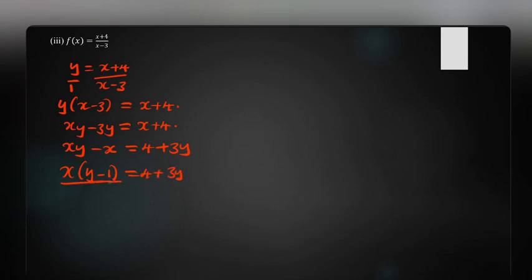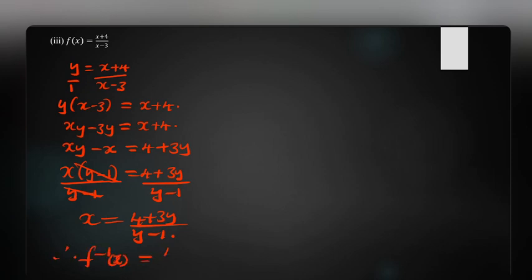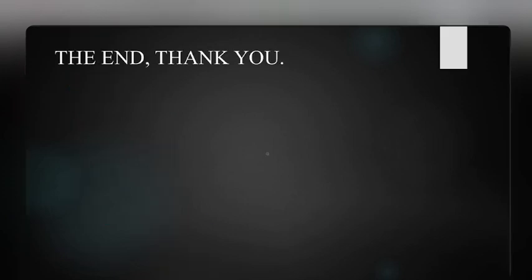So you divide by y minus 1 throughout. This and that cancel. Then we have x equal to 4 plus 3y over y minus 1. Therefore, f inverse of x will be equal to 4 plus 3x over x minus 1. Remember, in this x, you put a y. Thank you so much for your time.